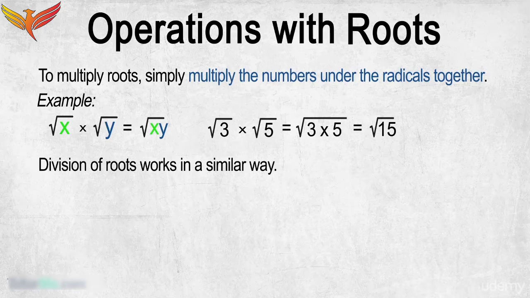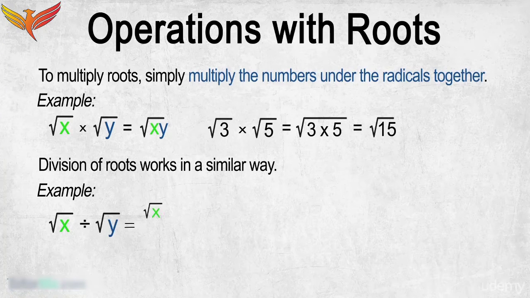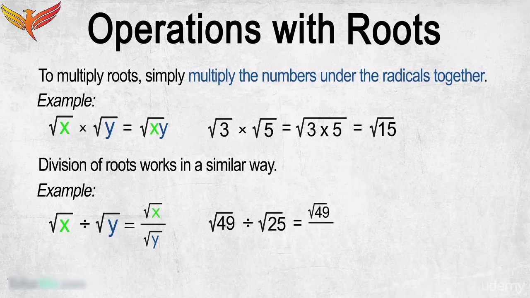Dividing roots works in a similar way. Root x divided by root y is simply root x over root y. The square root of 49 divided by the square root of 25 would be root 49 over root 25, which simplifies to 7 over 5.